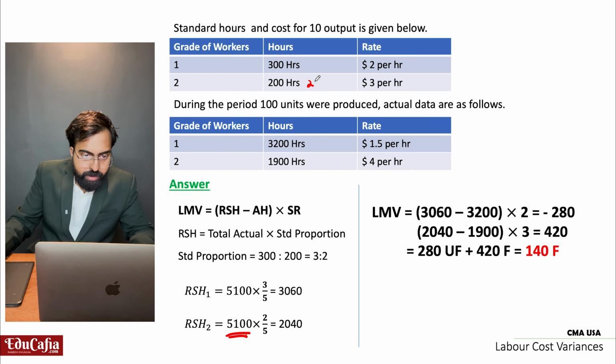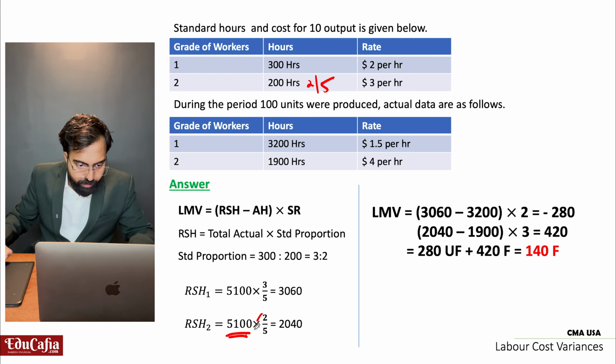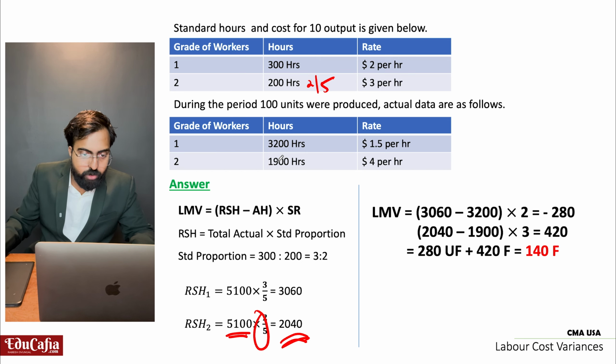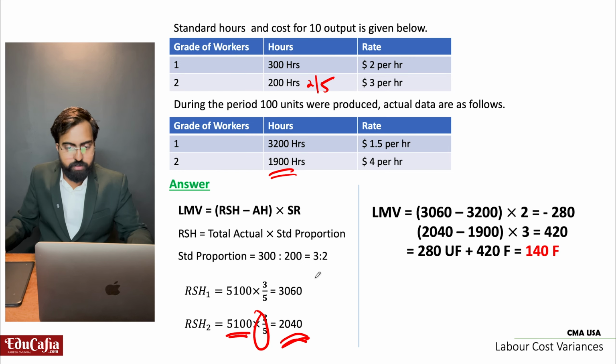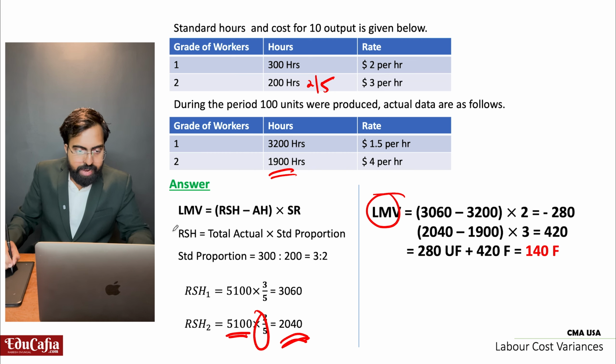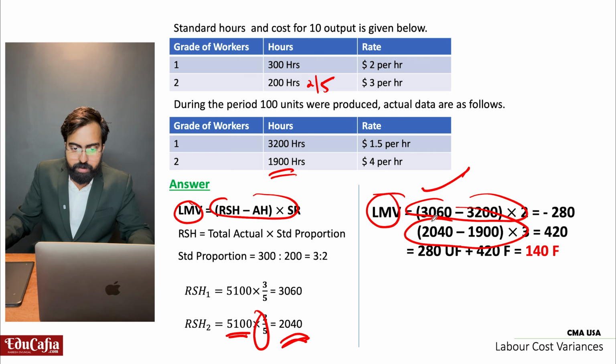This is 2 by 5, right? That means 2014 should come, but actually 1900 came. That is the reason for the difference, right? So for labor mix variance, what is the first one? This is the first one, and this is the second one. First labor, then second labor.